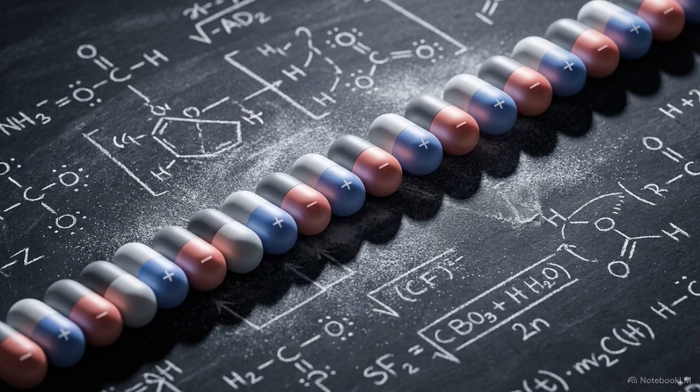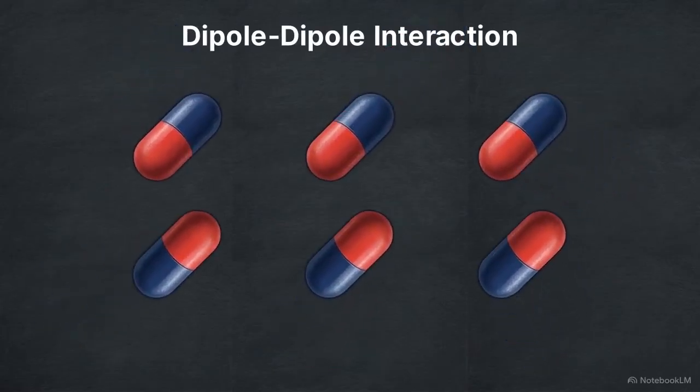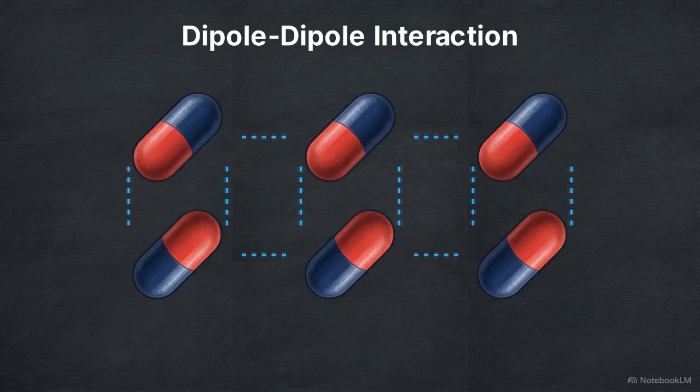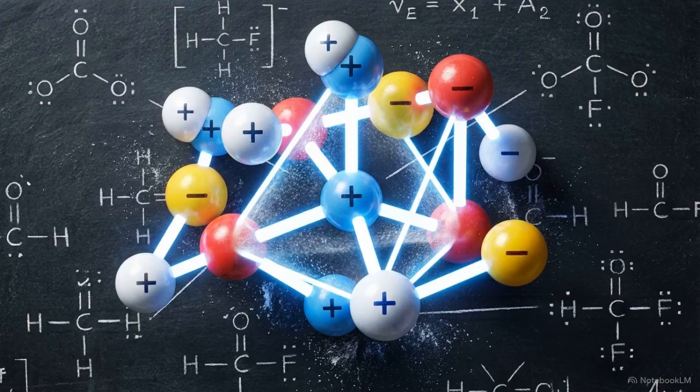Moving up the hierarchy, we find dipole-dipole interactions. These occur exclusively in polar molecules, which physically align themselves so their permanent opposing partial charges attract. As an individual molecule's dipole transitions from a temporary shift to a permanent feature, the macroscopic electrostatic grip of the bulk substance scales up right alongside it.